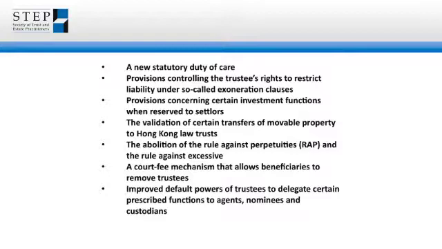We'll then deal with the abolition of the rule against perpetuities and the rule against excessive accumulations of income. Next, we'll look at the new statutory court-free mechanism that allows beneficiaries in certain circumstances to change their trustees. And finally, we'll look at the improved default powers of trustees to delegate prescribed functions to agents, custodians and nominees.